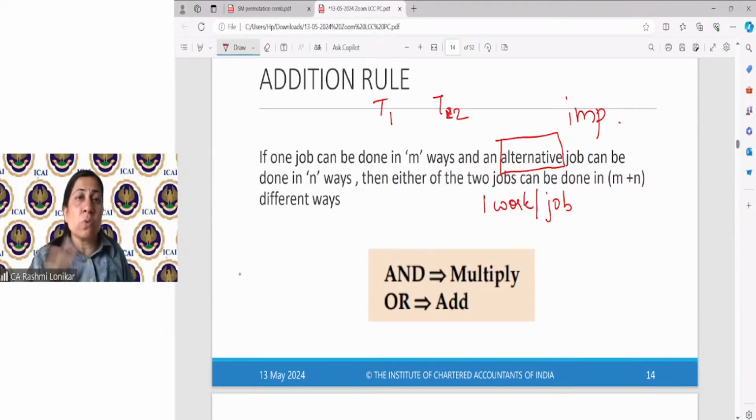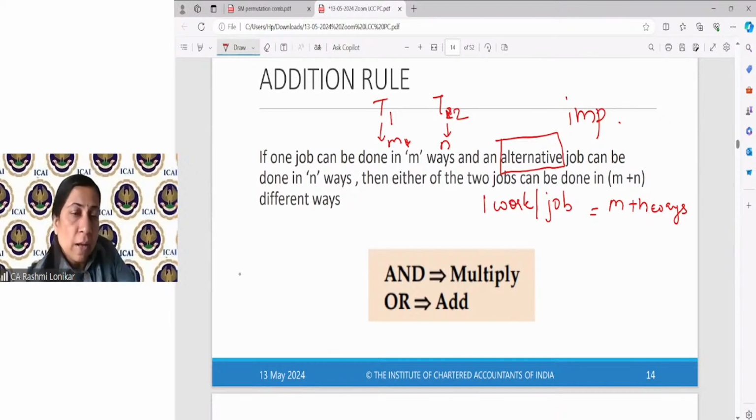In the multiplication rule, you had two things that make up your work. Here there is only one work and you can do it either way. So I can do it in M ways, or this in N ways, M or N ways. Then the job can be done in M plus N ways. Let us take an example. This is again most important, it should be by heart and in your formula notebook.